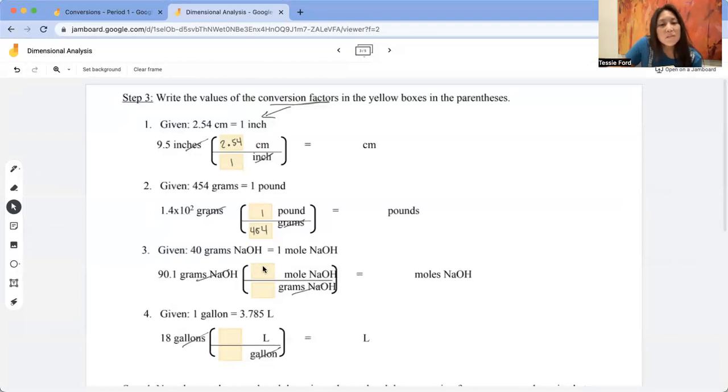Easy. 40 grams of sodium hydroxide equals 1 mole of sodium hydroxide. So where does the 40 grams go, or where does the 40 go? Goes next to the grams of NaOH. And then what goes at the top? 1 mole. Are you guys getting it? Yeah, easy. I hope.